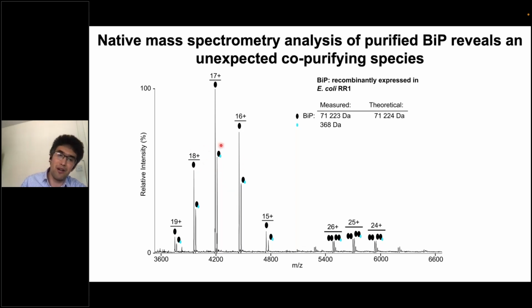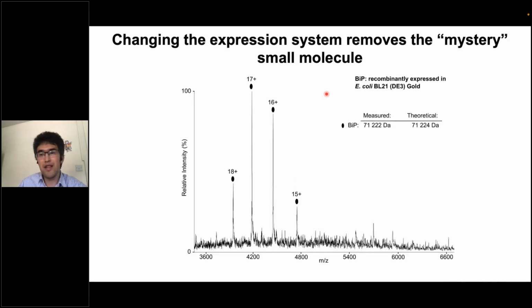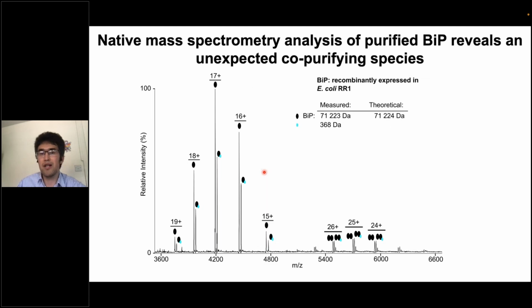So what is this mysterious co-purifying adduct? This stumped me for a while. And what I did, I actually figured out what this is largely by accident, is I simply changed the expression system. Instead of using this strain, E. coli RR1, I used E. coli BL21. When I produced the protein in that strain, that small molecule co-purifying adduct is completely absent. That led me to suspect that the small molecule co-purifying in the first case was largely because of the strain.